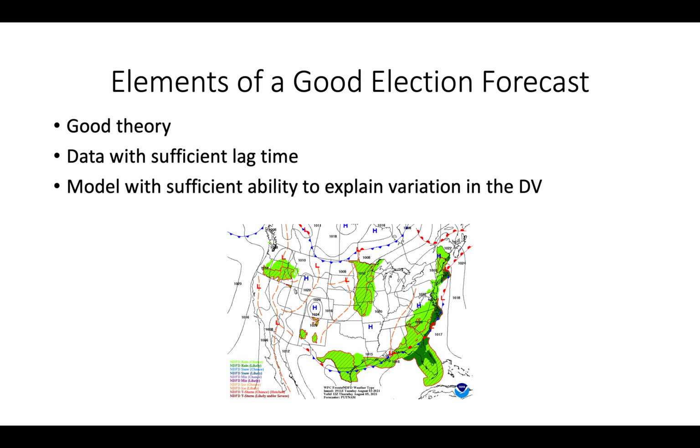A second element to a good forecast are data that have sufficient lead time to make a meaningful forecast. For example, a well-done public opinion poll the week prior to the election may be relatively accurate compared to one done several months prior, but its immediacy to the presidential election makes the forecast itself trivial.